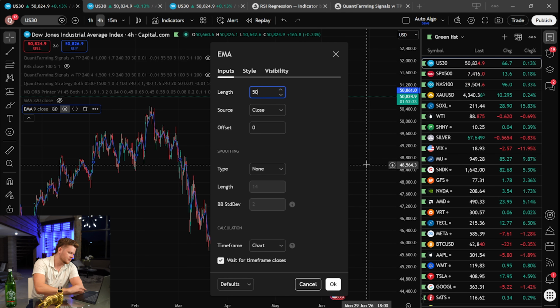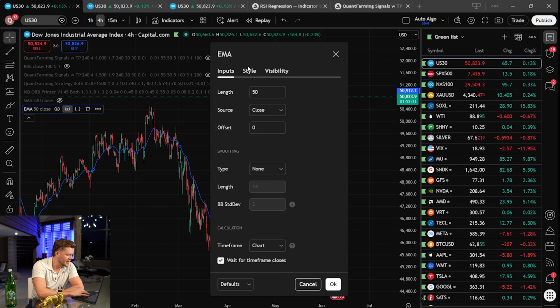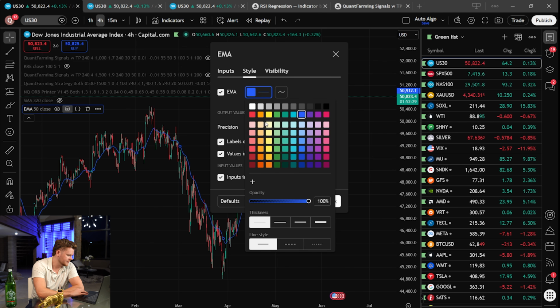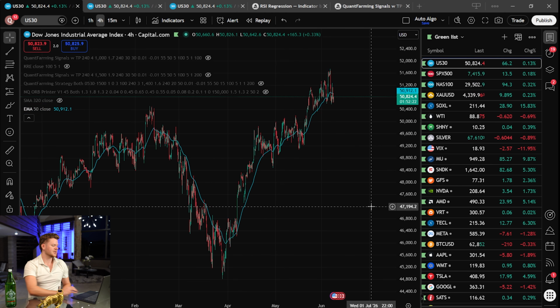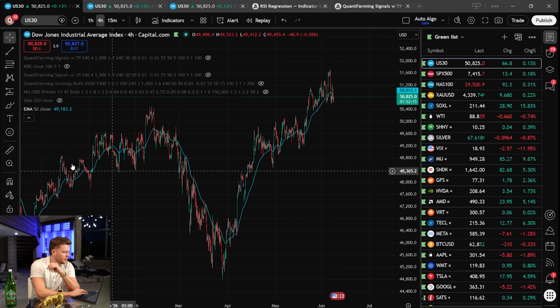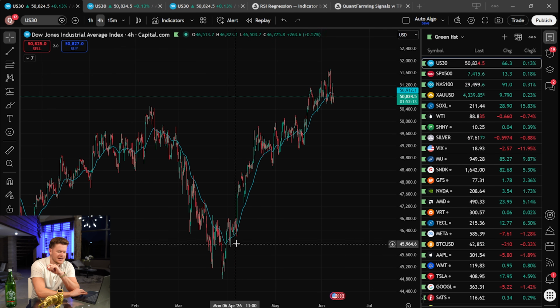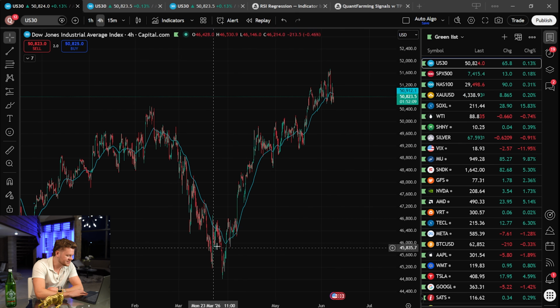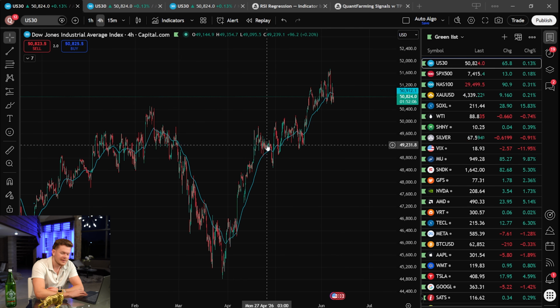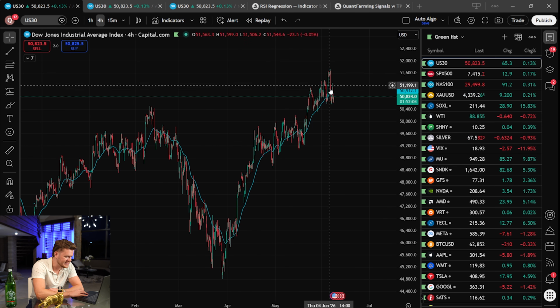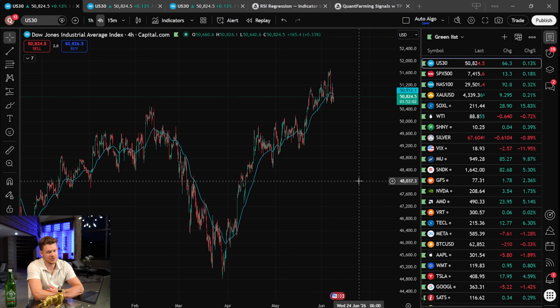So for this case, I'm going to use a 50 length, and for this style, I'm going to go ahead and make this red, whatever, or we can just make it blue, so that way it's easy to see. Now notice right here, there's something about this that has now changed. Yes, it's in the middle of the price, but what I can see here is that there's actually an angle. And what this angle is going to tell me is if it's pointing upward, then I'm in an uptrend. And if it's pointing downward, then that's the start of a downtrend.